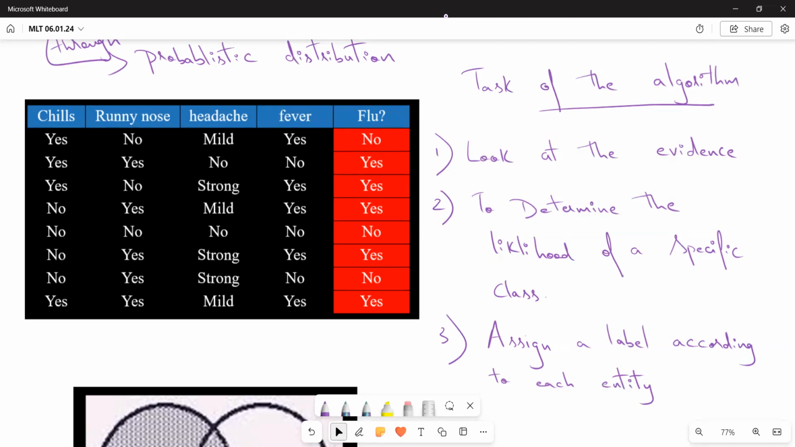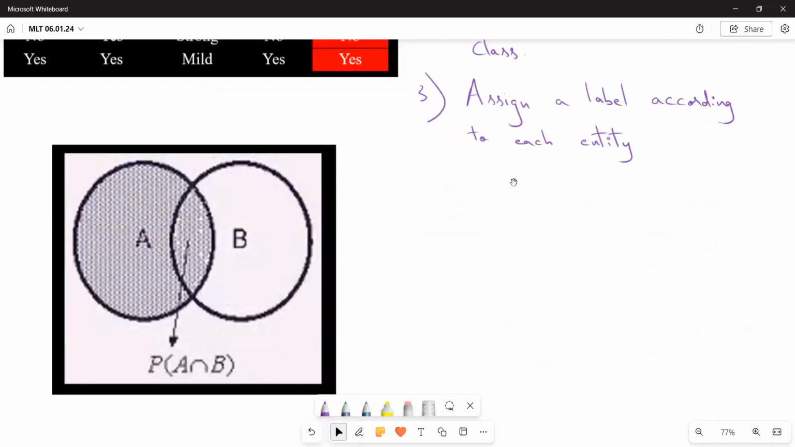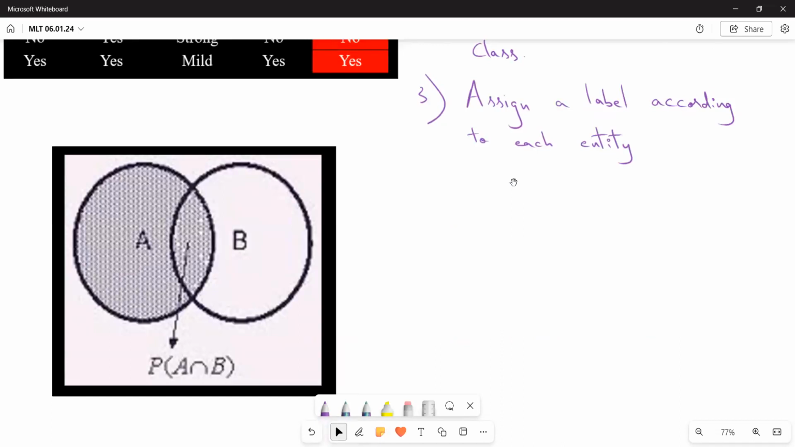Coming to the next one, we were talking about applying the naive-Bayes algorithm. So what is this naive-Bayes algorithm? It is an example of a probabilistic classifier, based on the idea of conditional probability. So what is conditional probability? Conditional probability is based on finding the probability that something will happen, given that something else has already happened.